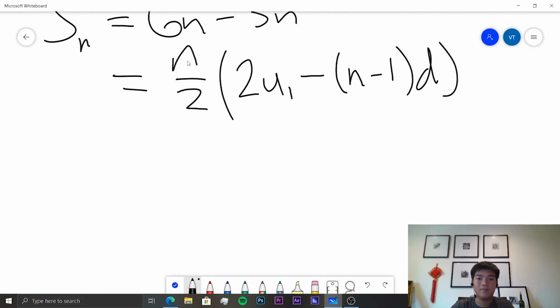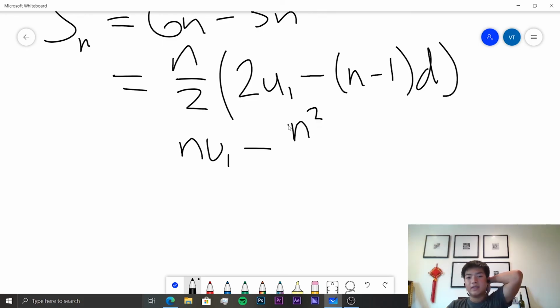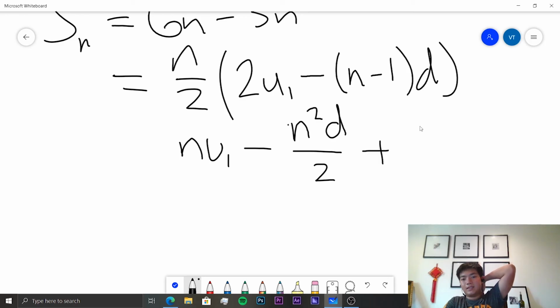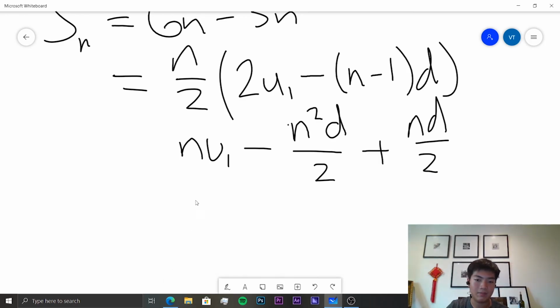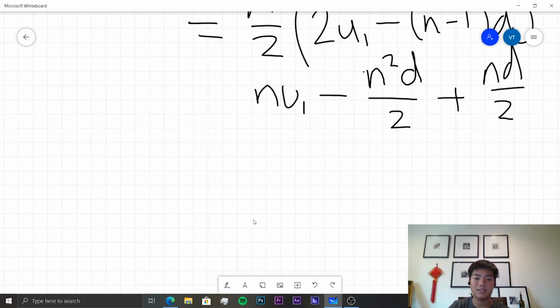So we have n times the first term minus n squared times the common difference divided by 2 plus n times the common difference divided by 2 is equal to what we have up there, which is 6n minus 3n squared.